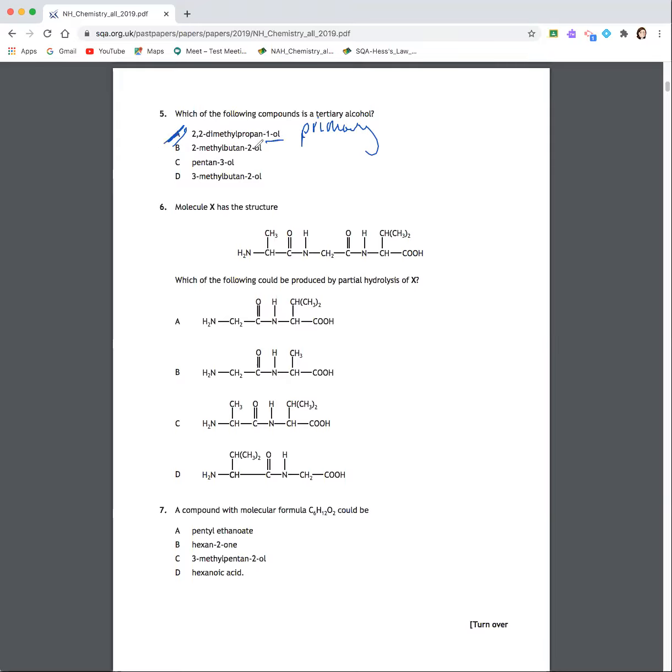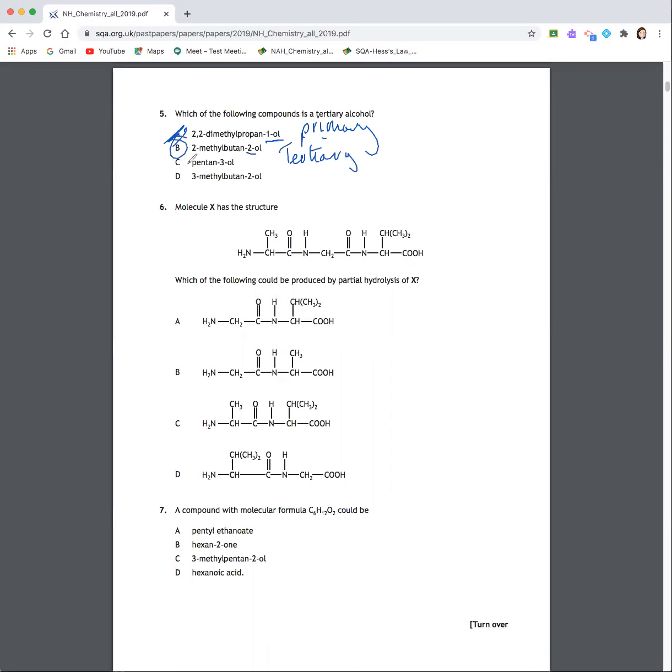2-methyl butan-2-ol, so that has got to be at least a secondary or a tertiary, because the hydroxyl is not the end of the chain. There is a branch on the same carbon as the hydroxyl group, which means it will definitely be a tertiary alcohol. Okay, so B is our answer.